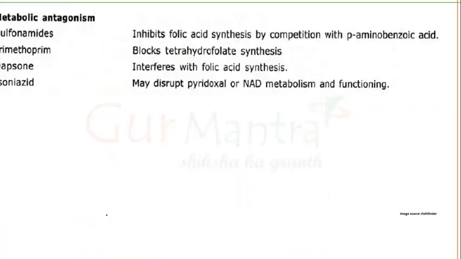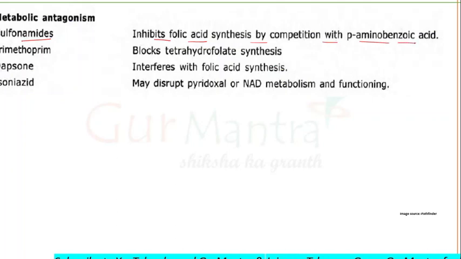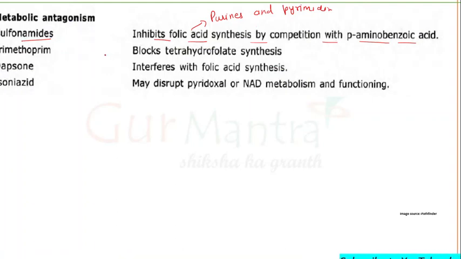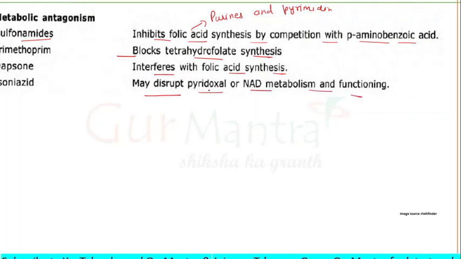Then there are sulfonamides. They inhibit folic acid synthesis by competition with p-aminobenzoic acid. Folic acid synthesis is important for the synthesis of purines and pyrimidines, so remember this. Then comes trimethoprim, which blocks tetrahydrofolate synthesis. Dapsone interferes with folic acid synthesis. Isoniazid may disrupt pyridoxal or NAD metabolism and functioning. You have to remember the function of all these.